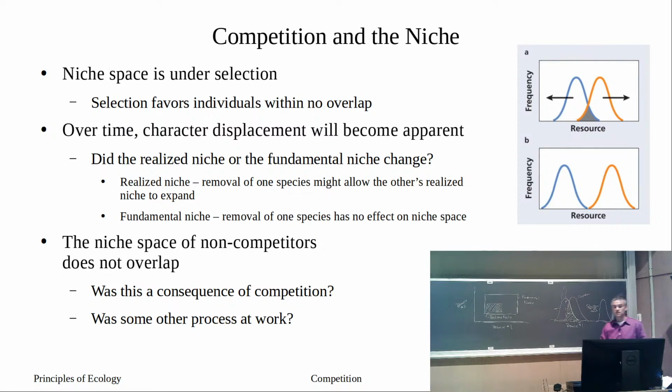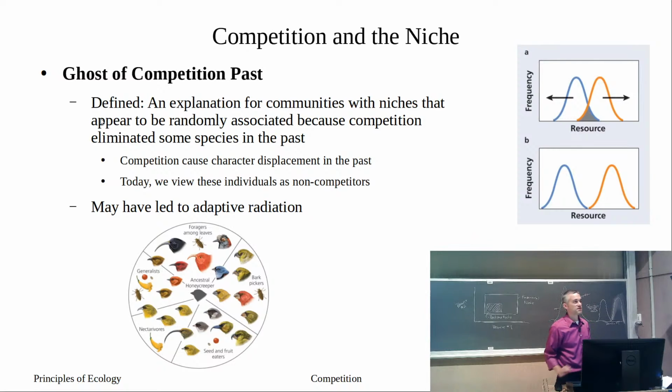Now, here's the question, though. We go out and we sample a species, and we think we know two species that are competing. And then you go out and do that experiment where you remove the competitor, and nothing changes in our resource use. So you remove the other competitor and look at that second species, and nothing changes. Does this mean that they're not competitors? Probably. At least currently they're not competitors. Were they competitors in the past? Possibly. And this brings us to the idea of the ghost of competition past.